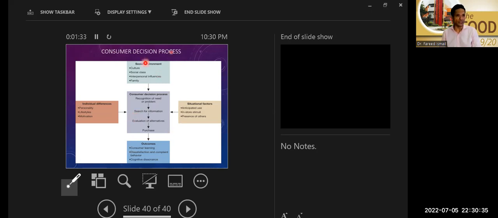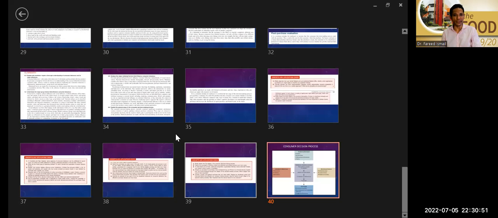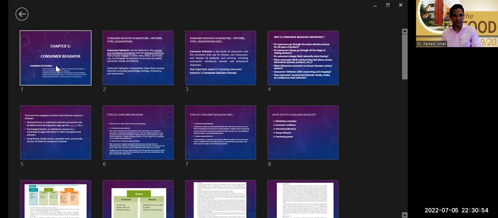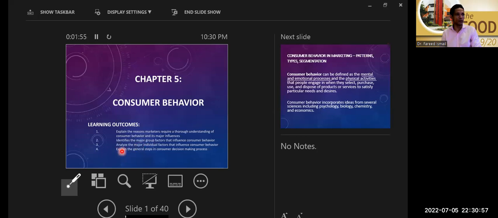And these are some of the factors that influence the decision process of the consumers, either individual consumers or organizational or group decisions. So that one we will discuss towards the end. The last part of our learning outcome is to explain the general steps in the consumer decision making process, which we will discuss towards the end. But at this moment, we would like to identify the major group factors that influence consumer behavior. Now let's continue with that.